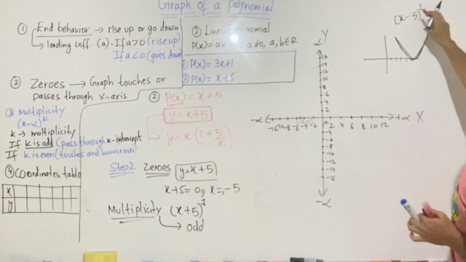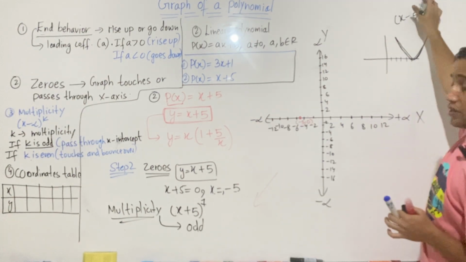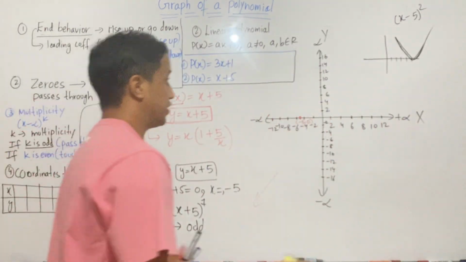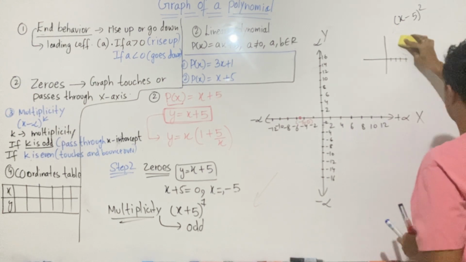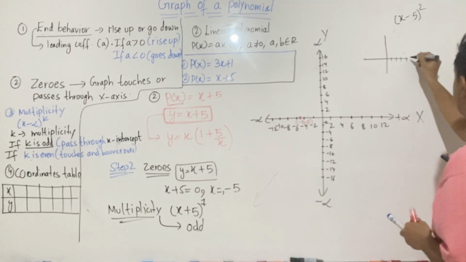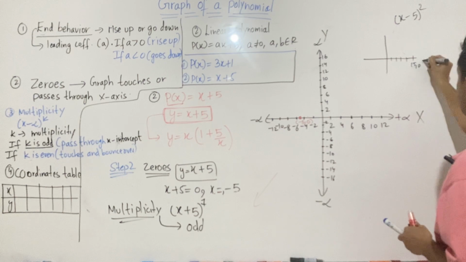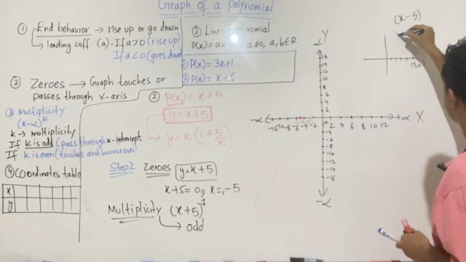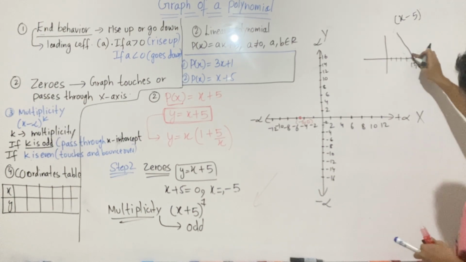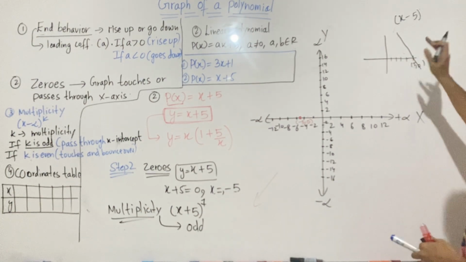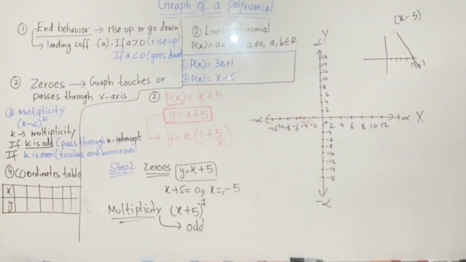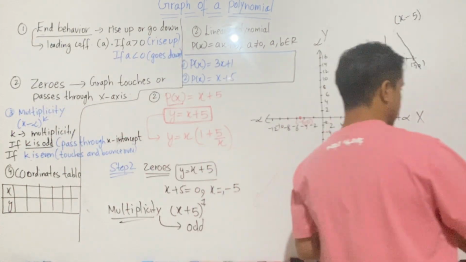Okay, but if it is odd, for example, at 5 0, if it is odd, meaning if it is x minus 5, then your curve will go like this. It will pass through the x-axis. I hope it is clear to you.